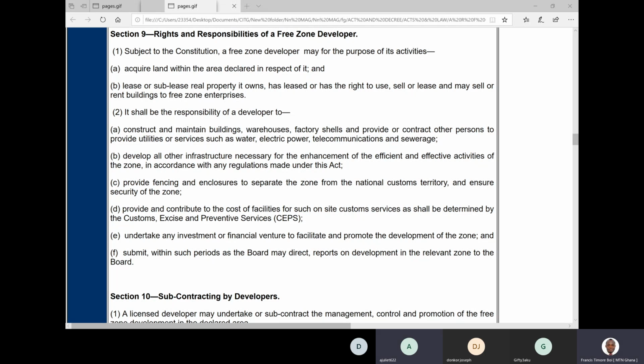So all these securities and all those things that we are asking for, that they should be put in place, they are there so that people don't abuse the system and yet still come and take advantage of the tax holidays and all the other things that are there.